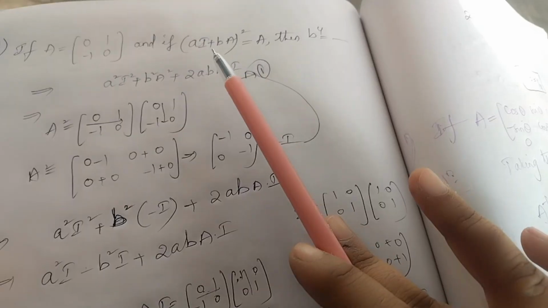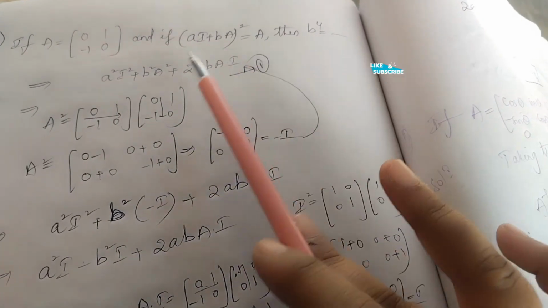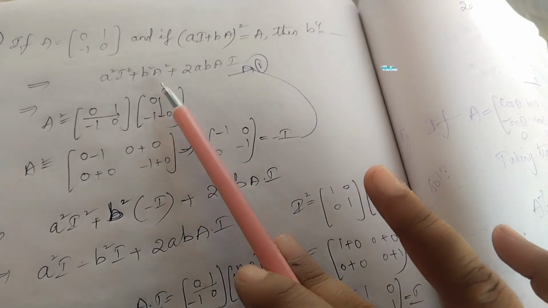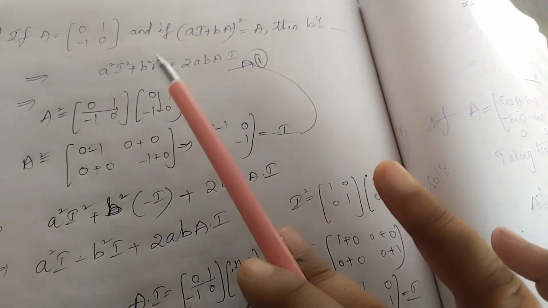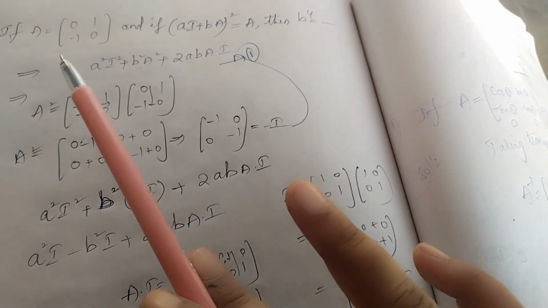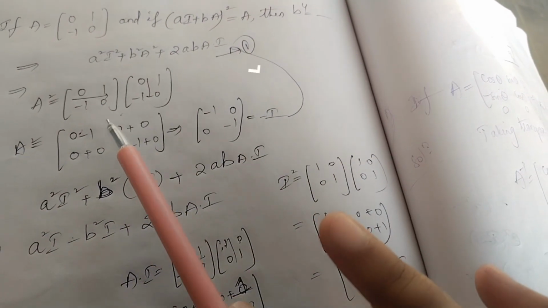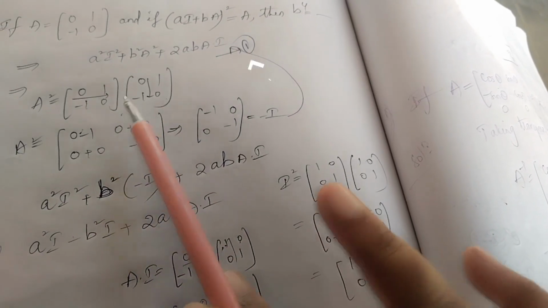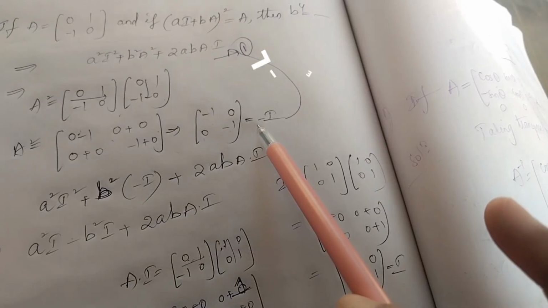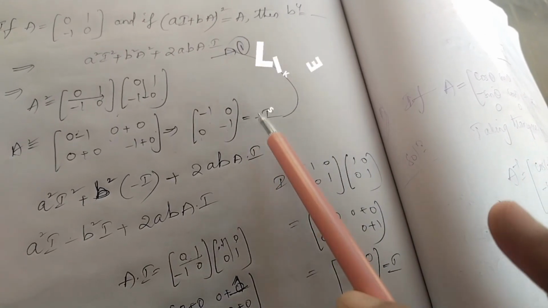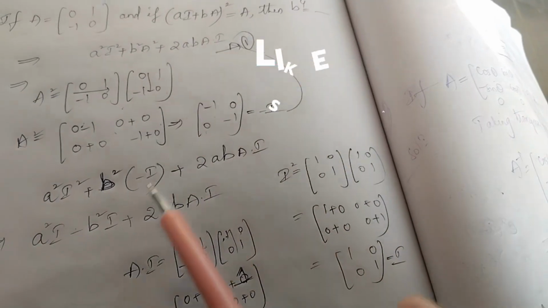So let's expand this by using (A + B) whole square, that is A square plus B square plus 2AB. So here, A square, I mean A squared plus B squared, plus 2 into AB. Let's find out what is A square. The given matrix is A = [0 1; -1 0]. Multiply these two matrices, row and column. After multiplying, we get the answer [-1 0; 0 -1], which is equal to minus I, the identity matrix. If I take minus common, we get [1 0; 0 1], which is nothing but minus I.